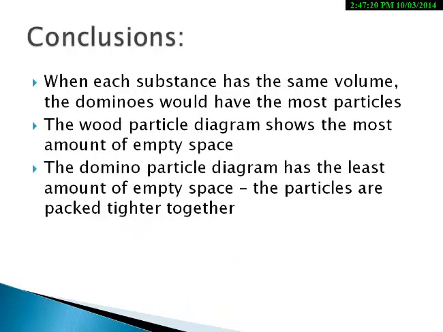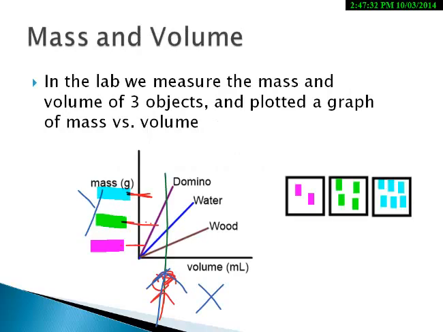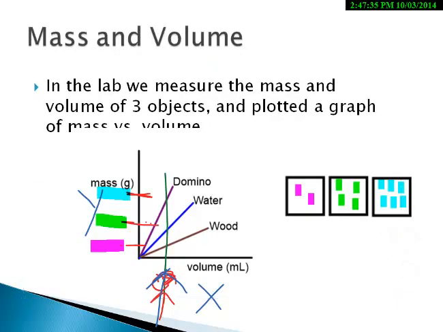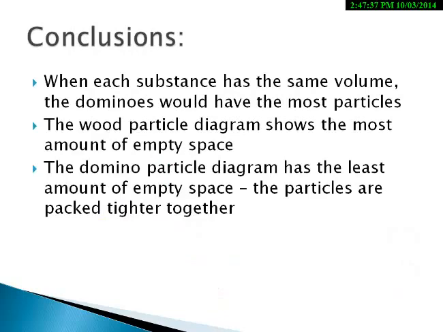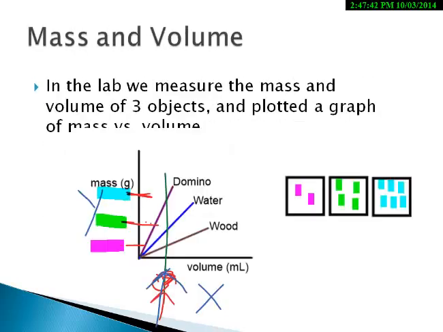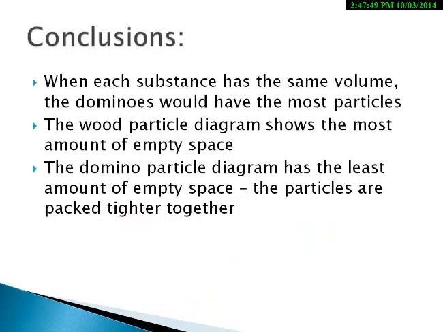So let's talk about some conclusions that we came up with. Our conclusions were that when each substance has the same volume, the dominoes would have the most particles, like we just showed in our diagram right here. Okay, dominoes have the most particles. We would say that the wood particles show the most amount of empty space. Okay, you can go back and look at that. This is the wood particles right here, and the wood particles have the most amount of empty space. We said that the domino particle diagram has the least amount of empty space because the particles are packed tighter together.